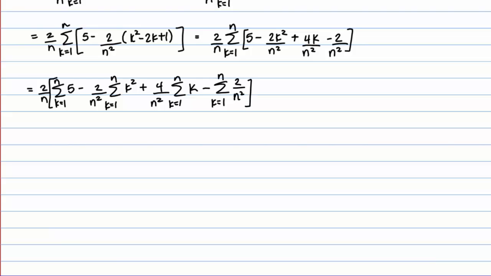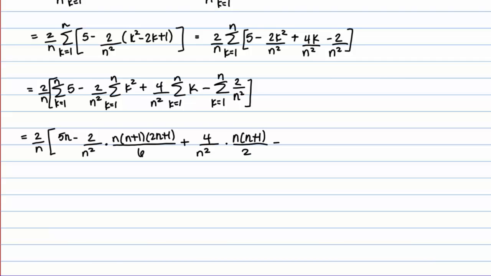Okay, and then we apply our formulas. So the sum of a constant is that constant times n, so this is going to be 5n, minus 2 over n squared times the sum of k squared, which was n plus 1, 2n plus 1 over 6, plus 4 over n squared times the sum for k, which is n plus 1 over 2, minus, okay, this is the sum of a constant, so it should be 2 over n squared times n.